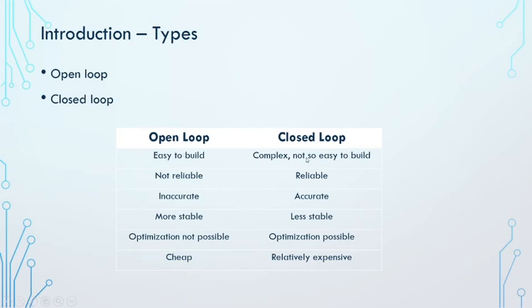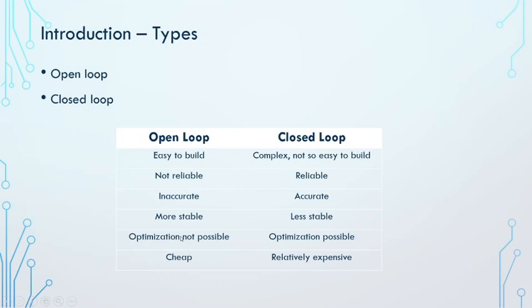A closed loop system is complex, it's not so easy to build, usually has more elements. And then, this is not reliable in the sense that you can't compare the output with the input to make sure that you get what you actually sent into the system. Now this, by comparison, that is the closed loop system, is more reliable. This is inaccurate, this is more accurate, more stable, less stable. Now stability is a major concept in control systems, and I'm going to explain why this is down the line.